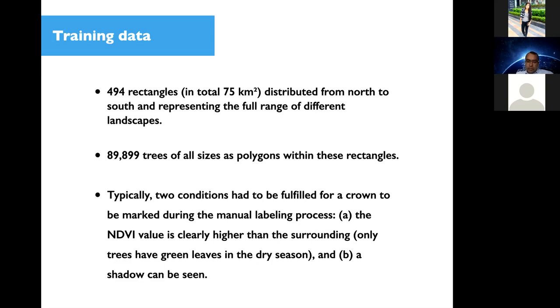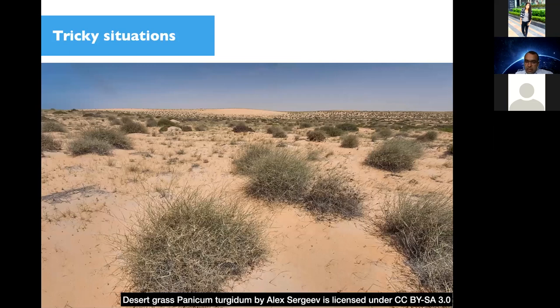The reason why we went for the second rule was that in this particular area, there are many different kinds of bushes and grasses that grow. One particular type is the tiger bush that you can see here. And from space, they resemble a tree quite a lot. They can get really big sometimes, and then it's very hard to identify whether it's a tree or a bush. Our solution was that we asked the annotator to check for a shadow in the panchromatic image. If there was no shadow, the human labeler would not mark it as a tree.